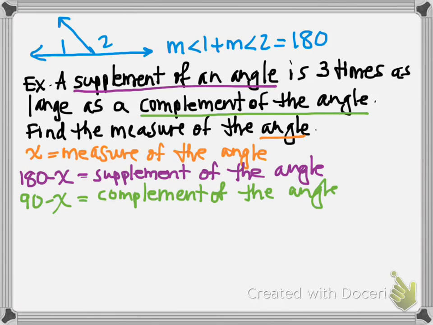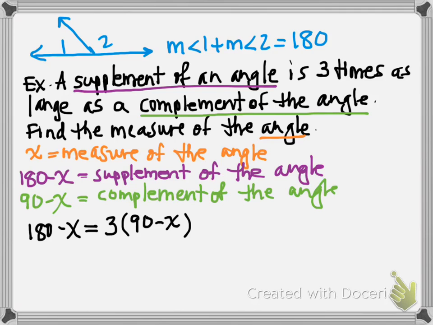Now we go back and we're going to use our algebra skills, and we're going to write an equation using these words. A supplement of an angle. Okay, according to our definitions, that's 180 minus x, that means equals, 3 times as large as, so I'm going to multiply something by 3, and then it says the complement of the angle. Well, according to our definitions, that's 90 minus x. So we used our algebra skills to translate the English into a math sentence, and we used our geometry knowledge to be able to define our variables.